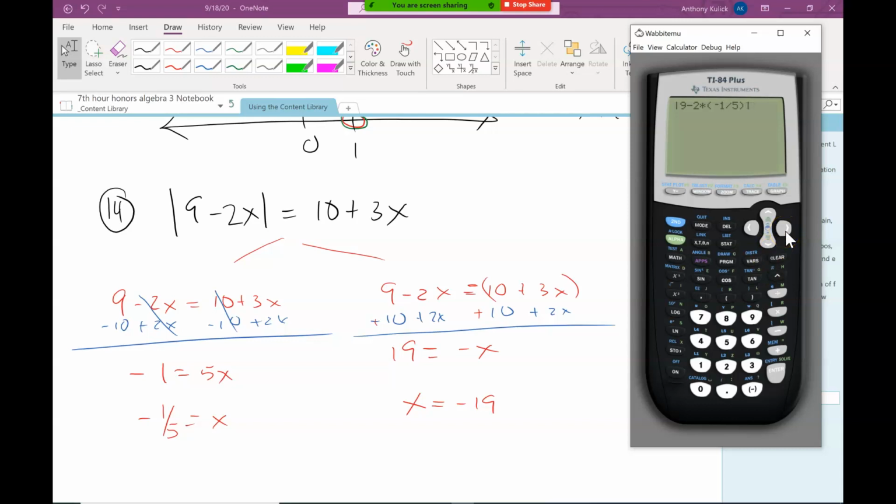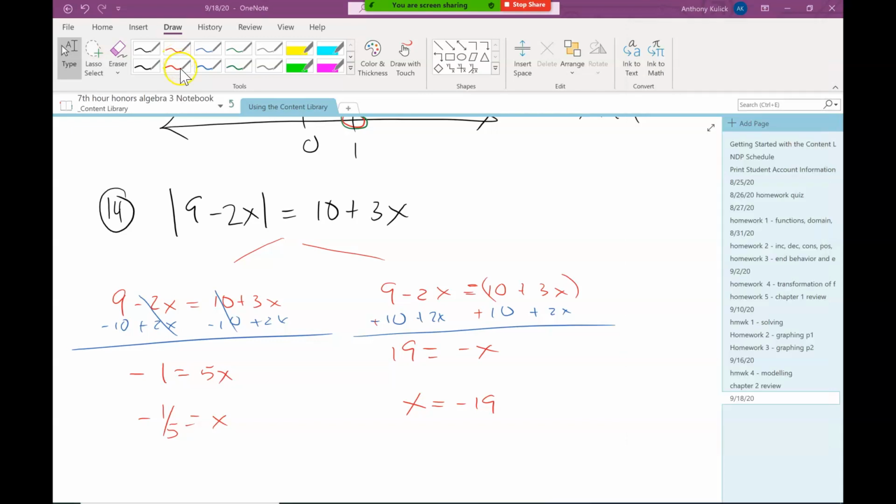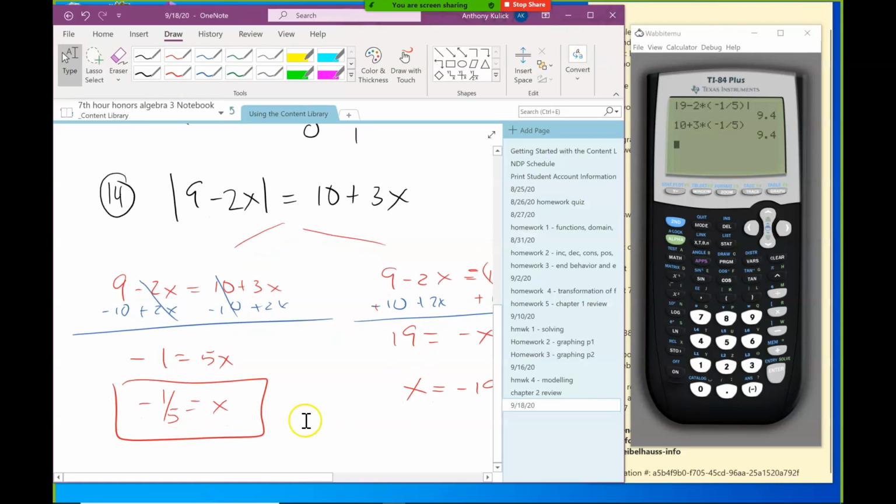Everybody okay here? So that gives me 9.4. Then I'll do the other side. So I have 10 plus 3 times -1/5, which also gives me 9.4. So that answer looks good to me. Mackenzie, you good so far?